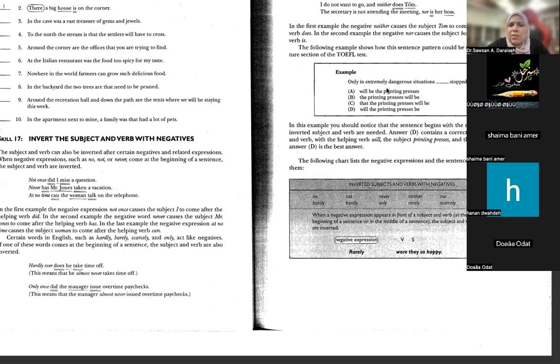So what does this really mean, even in Arabic? Only in extremely dangerous situations, will the printing press be stopped? That means the printing presses will be ordered to stop doing their work. Okay, we don't want printing.